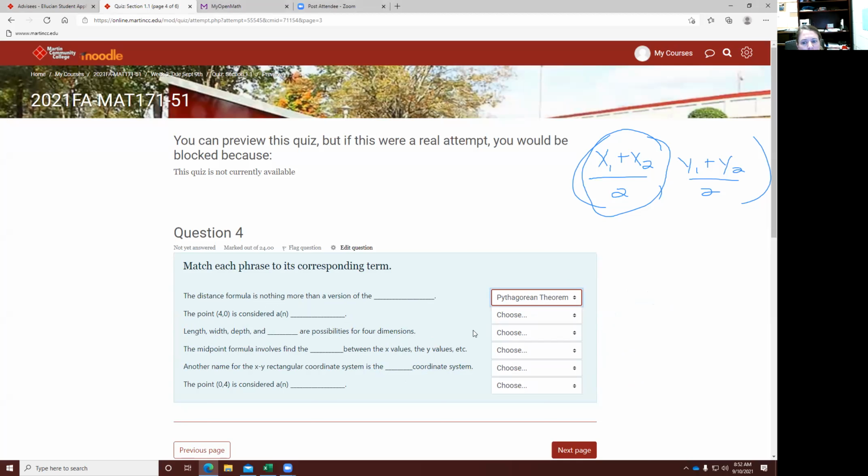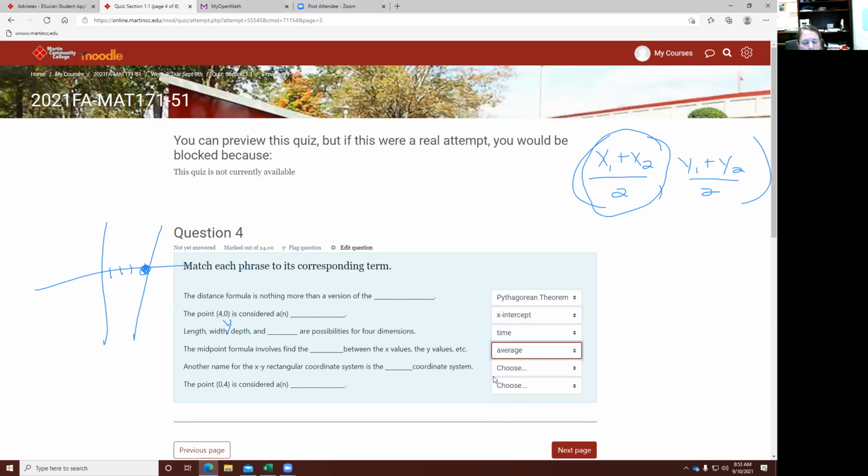The point (40, 0) is considered a, well, let's just look. If you guys don't understand this part, where is 40 at? 40 is on the x-axis. And notice that the y is 0. So what would this be called? Well, this is called the x-intercept. It crosses the x-axis. Length, width, depth, and blank are the 4 dimensions. Time. All right. The midpoint formula involves find the blank between the 2 x values.